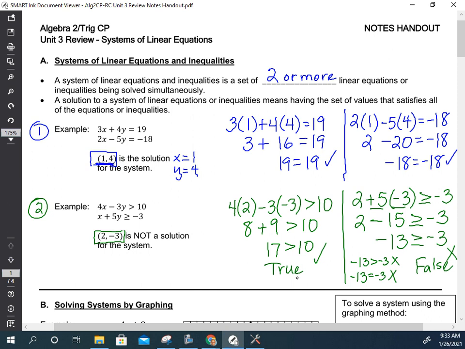In order for an answer to work, it's got to work for everything. It's an all or nothing deal. It works for everything or it doesn't work at all. Any questions before we continue?